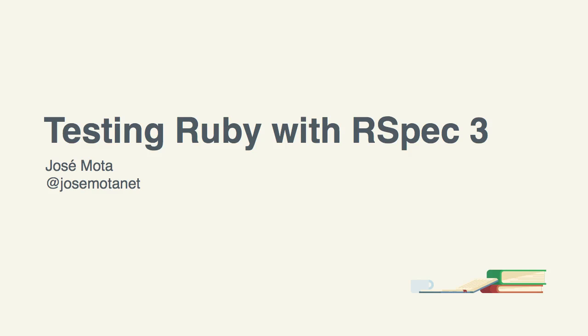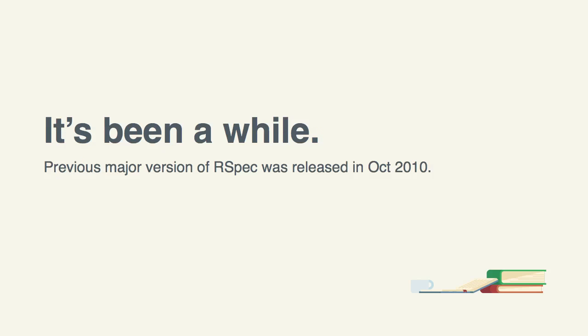In this course, we'll learn about testing Ruby code using RSpec 3. RSpec is used throughout the entire Ruby community for doing test-driven development. Previously to this brand new version 3, version 2 was released in October 2010, so it goes a long way with many different features being added to the framework.